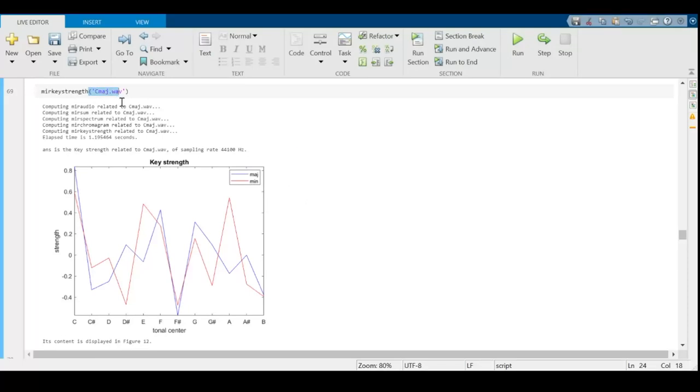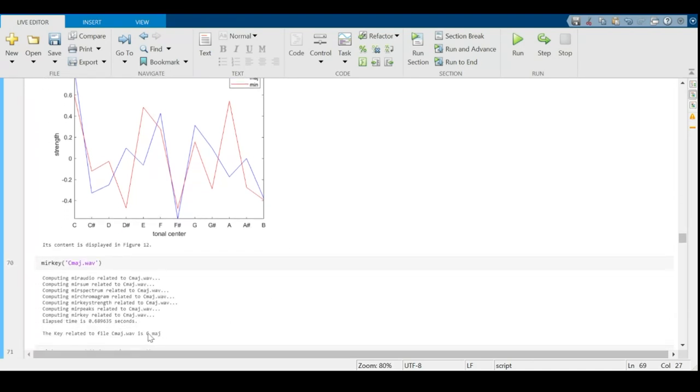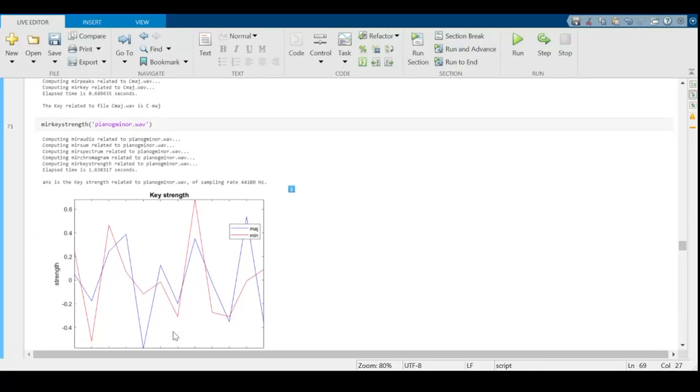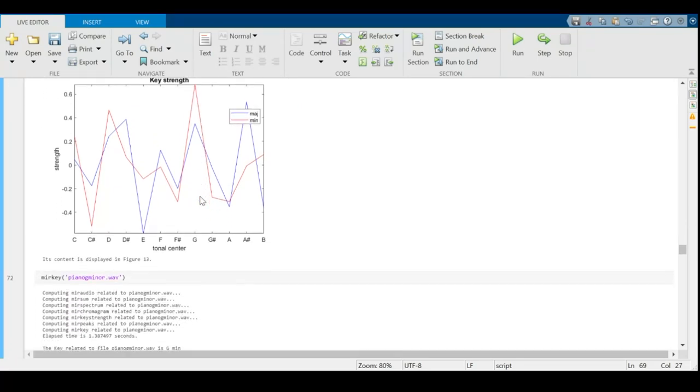For example, we can load a C major chord. We can see that C major is highly correlated here. And if we ask for the key, we get C major. Same with a piano loop in G minor. We see here that the key strength shows the highest correlation to G minor. And if we ask for the key, we get G minor.